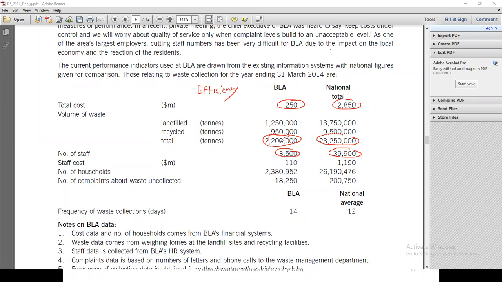So take the first one. If you divide this by that, how much tons does each employee do? 2 divided by 3.5, how much is that? 628. What about national level?